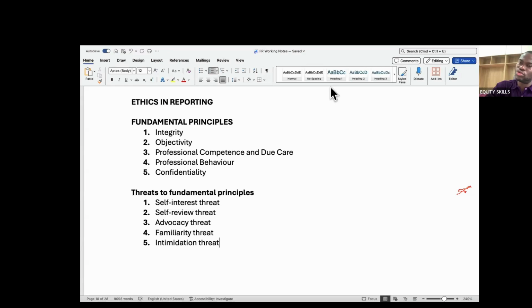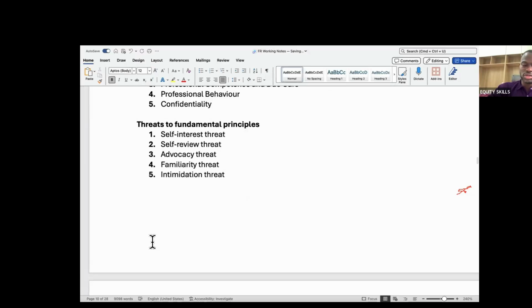When you're ready to do anything, it's an intimidation threat from your angle, or from the perspective of the counterparty that is also presenting you with options of sending you away if you don't do the wrong thing. There's an intimidation threat there. These are the threats to our fundamental principles. Now, how do we safeguard against these threats? Safeguards to threats to fundamental principles. How do you safeguard against this threat?